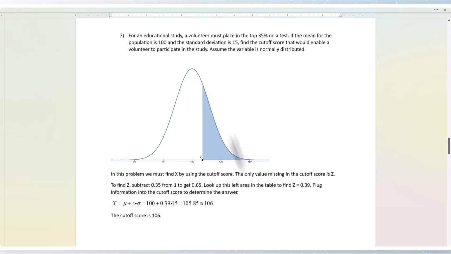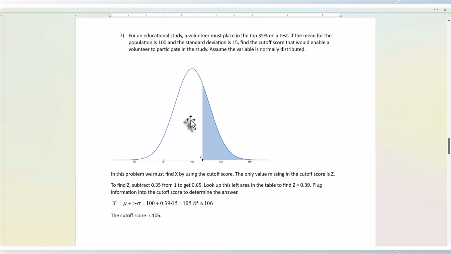So the distribution is normal with the mean of 100, and the cutoff score for now is labeled X. We have the upper 35% presented here. Now, according to the formula, we need the mean, the z-value, and the standard deviation. We're only missing the z-value. Now, to find the z-value, we need to find this left area. That's going to be 1 minus 0.35, which is 0.65. So this left area is 0.65.